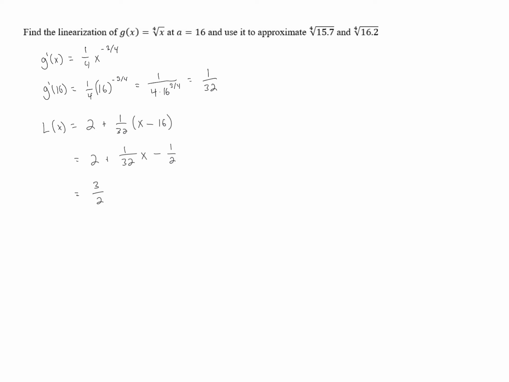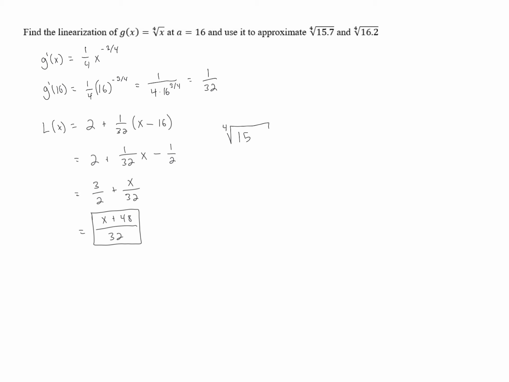So we've got 3/2 plus x over 32, which we can write as one fraction. I think it makes it easier. 3/2 is the same as 48/32. I'm going to write this as x plus 48 over 32, because it looks nicer to put the x first. And that is our linearization, which we can use to approximate those fourth roots.